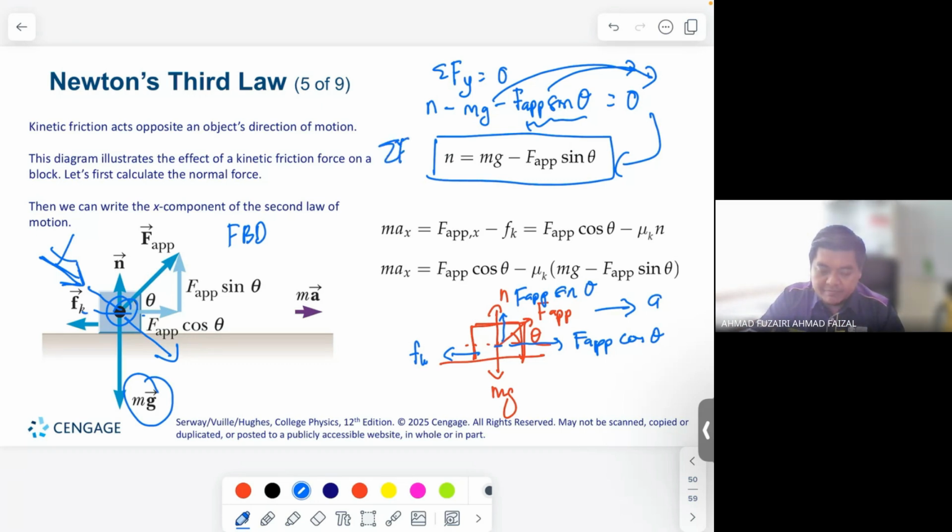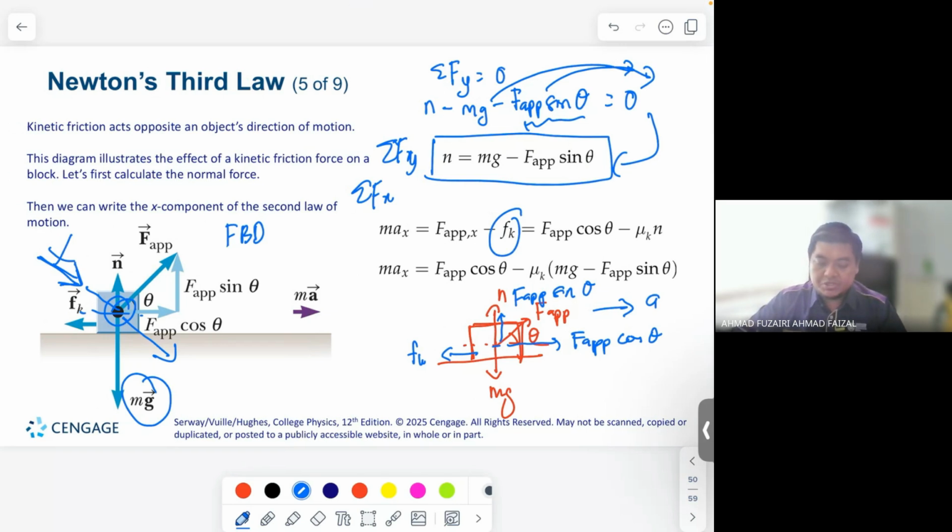This is in terms of Fy, but this one is in terms of Fx. In the Fx direction, you can see the equation should contain F applied cos theta minus Fk, the kinetic friction. The kinetic friction comes with the equation mu k times N. And remember, N is mg minus F applied sine theta. Then you can solve problems that involve maybe some acceleration, or maybe they want you to find the coefficient of kinetic friction.